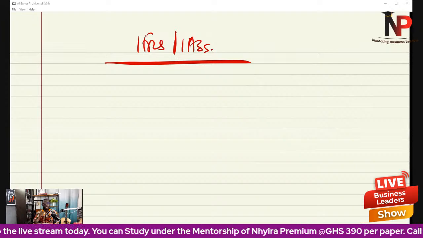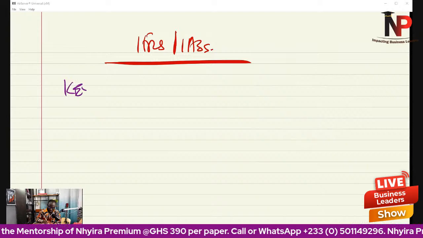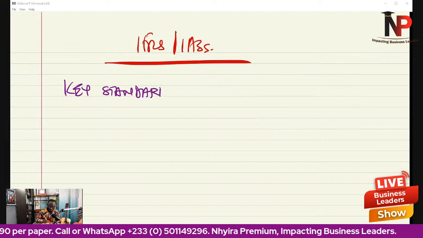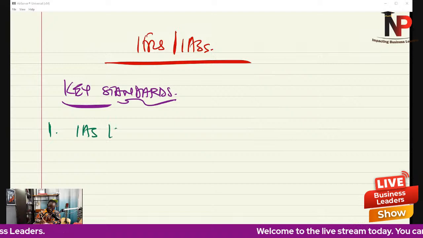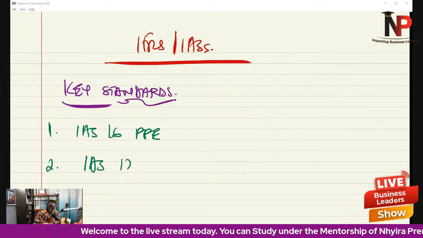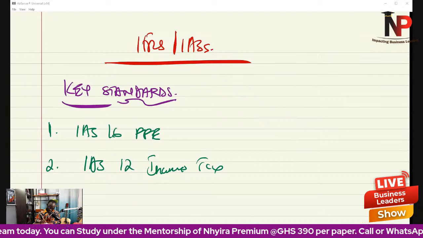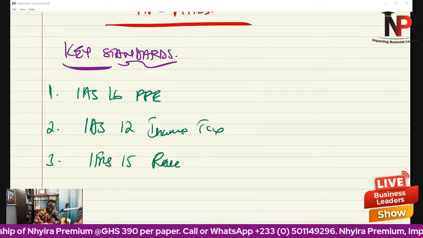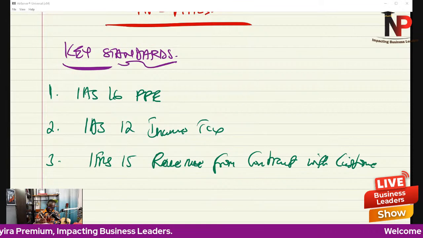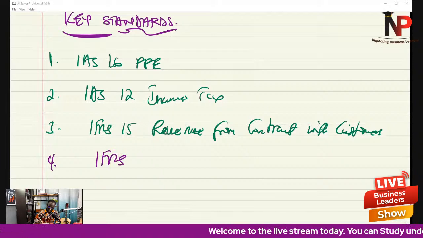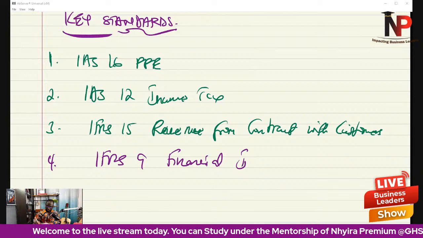There you go. So the first thing is to discuss quickly the issues in relation to the standards. There are a couple of standards that I refer to as the key or fundamental standards that you must know about as you prepare to go into the exam hall. They include the following: IAS 16, property, plant and equipment; IAS 12, income tax; IFRS 15, revenue from contracts with customers. Then you need to understand IFRS 9, financial instruments. It's a basic standard. You must make sure you understand this very well as you go into the exam hall.